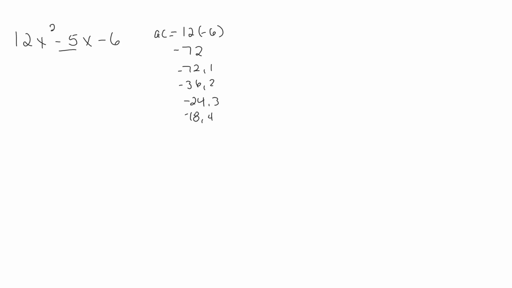72 is not divisible by 5. 72 is divisible by 6. So I could do negative 12 and 6. 7 doesn't go in, 8 does. I could do negative 9 and 8.